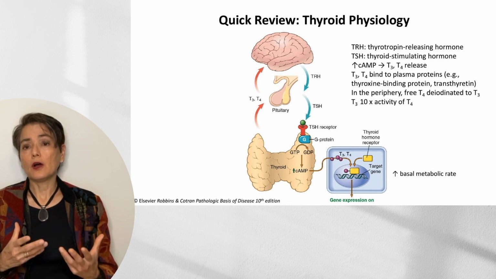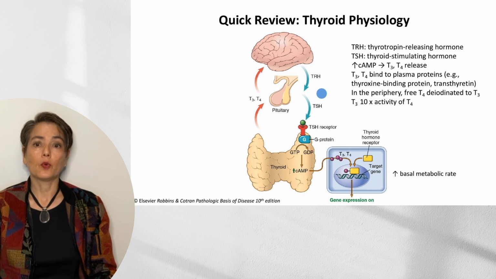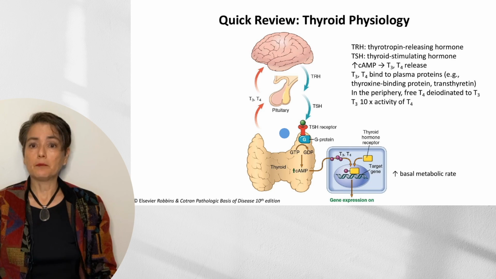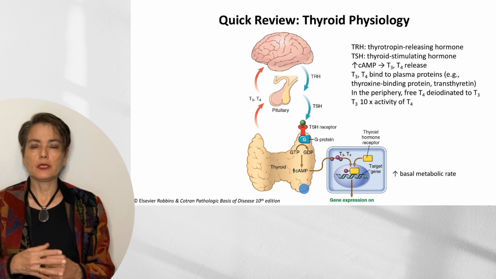So as you recall, when the body is in need of thyroid hormone, the hypothalamus is going to release thyrotropin-releasing hormone, or TRH, which will stimulate the pituitary gland to produce thyroid-stimulating hormone, or TSH. TSH is going to bind to the TSH receptor in the follicular epithelium of the thyroid. This is a G protein coupled receptor, and through this pathway, we're going to get an increase in the second messenger cyclic AMP. And with this, we're going to get signaling pathways that will cause the production of T3 and T4, which will then be released into the blood.